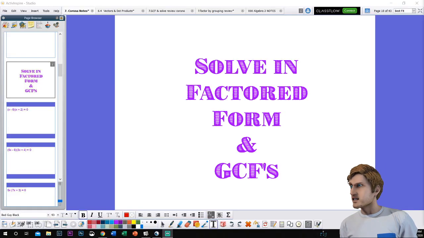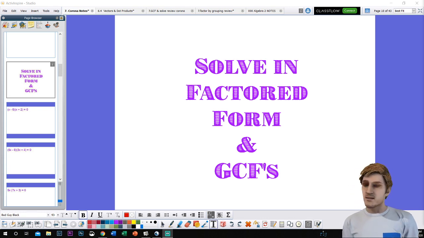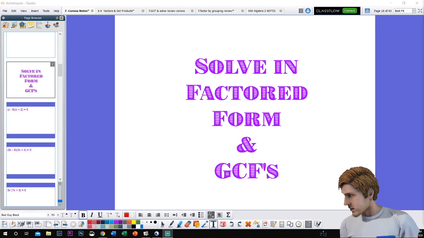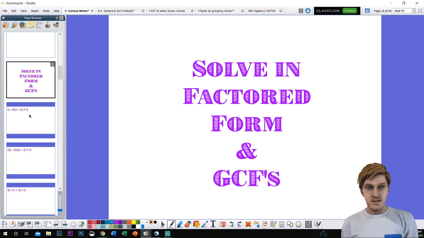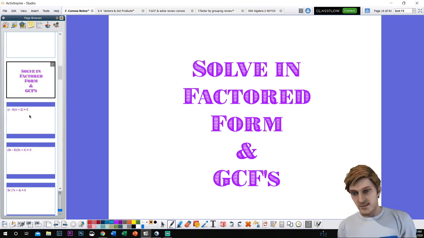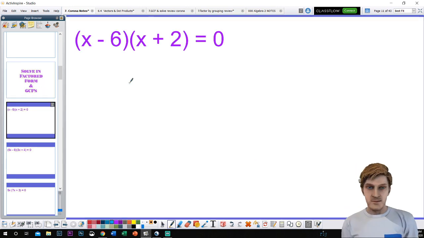We're doing solving equations that are in factored form and finding GCFs. Now for my classes, most of this is going to be review, but that is okay. We probably need it since it's been a while since we've seen this stuff. Alright, now let's start with solving in factored form.